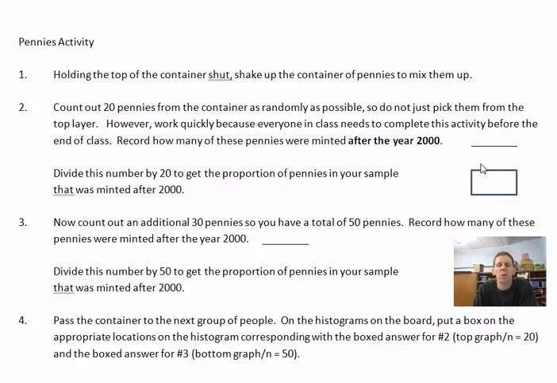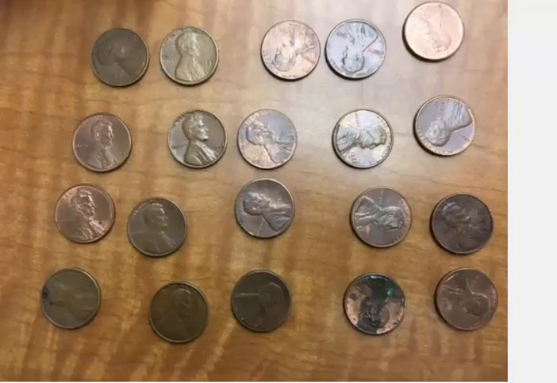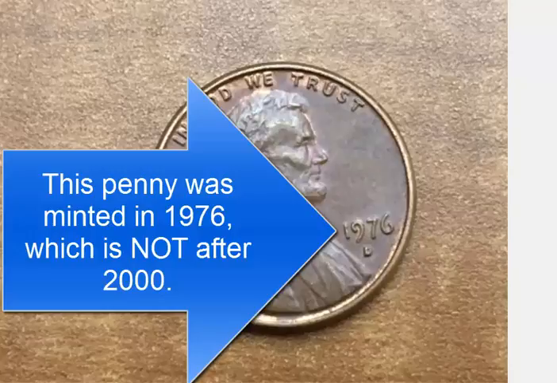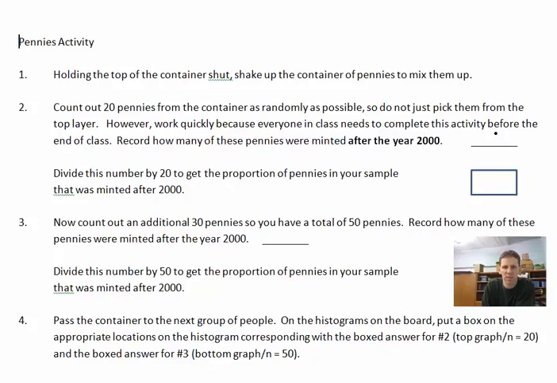Second step, you're going to count out 20 pennies from the container as randomly as possible, so don't just pick them up from the top layer. Work quickly, however. You're going to record how many of these pennies were minted after the year 2000. So if there were 6 of them, you're going to write a little 6 on your worksheet here. You're going to divide this number by 20 to get the proportion of pennies in your sample that was minted after 2000. You're going to write that number in the space provided inside the box.